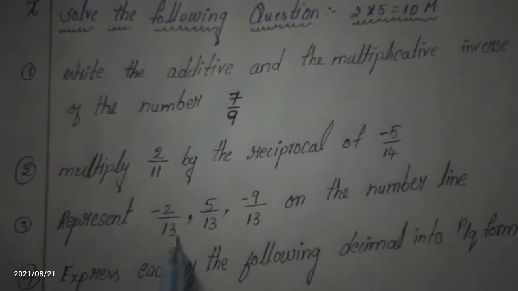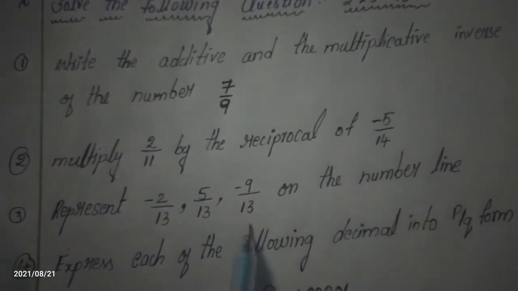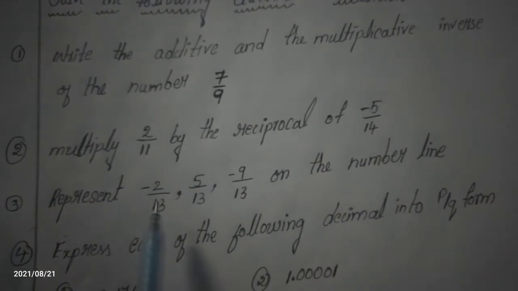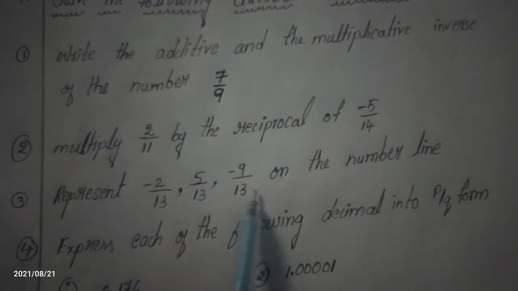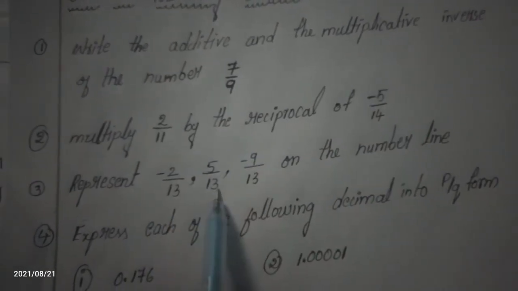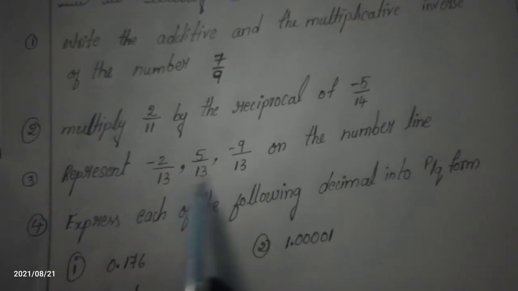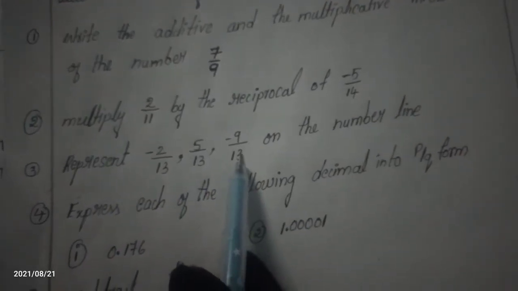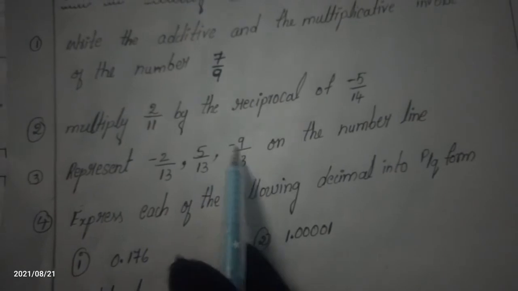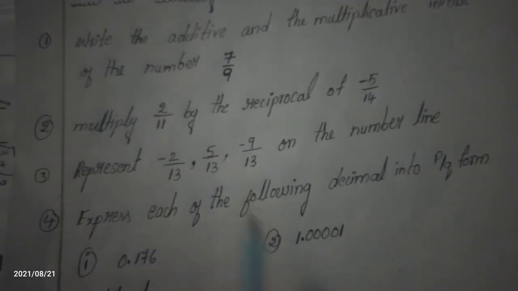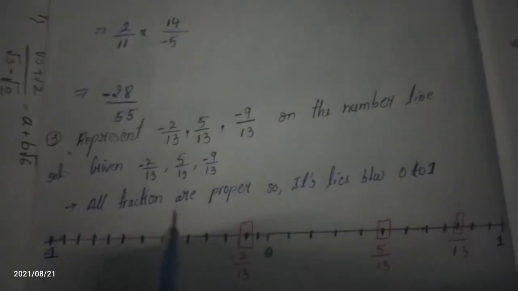Represent minus 2 by 13, 5 by 13 and minus 9 by 13 on the number line. What do we have to do? We just have to represent these fractions on the number line. Okay, whatever fractions are there, you have to represent them on the number line. Let's see. This is your third one's answer.